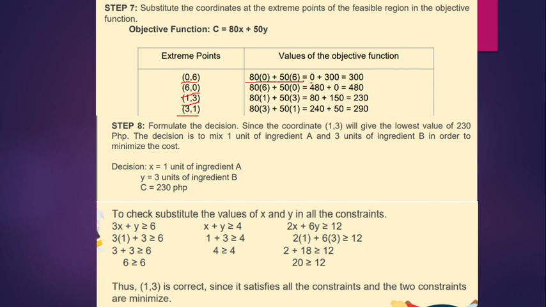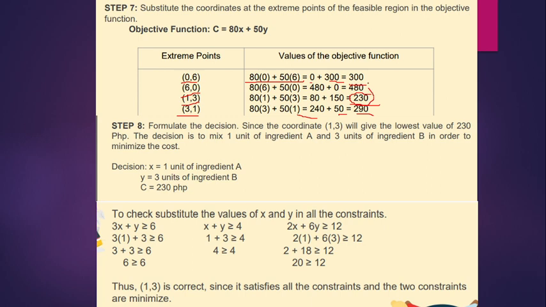So 80 times 0 is 0, 50 times 6 is 300. 0 plus 300 is 300. Then for 6 and 0, 80 times 6 is 480, 50 times 0 is 0, so that's 480. For 1 and 3, 80 times 1 is 80, then 50 times 3 is 150, so 80 plus 150 is 230. For 3 and 1, 80 times 3 is 240, then 50 times 1 is 50, so 240 plus 50 is 290, class. So take note, we are going to minimize. You are required to find the minimum value, or lowest value.